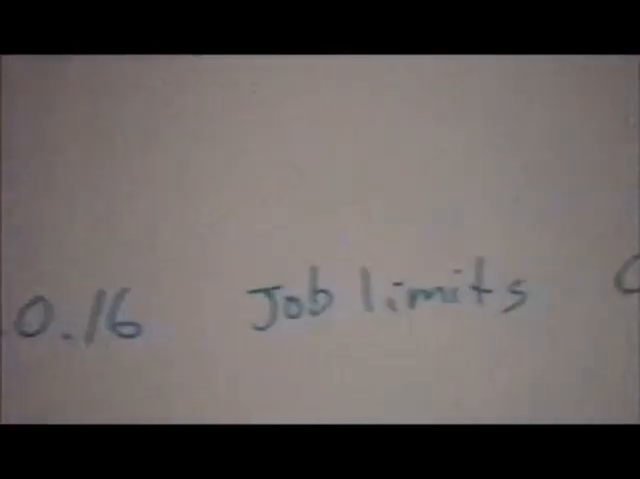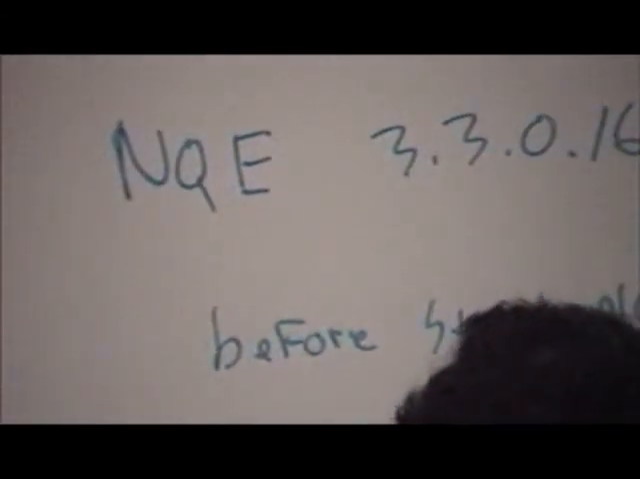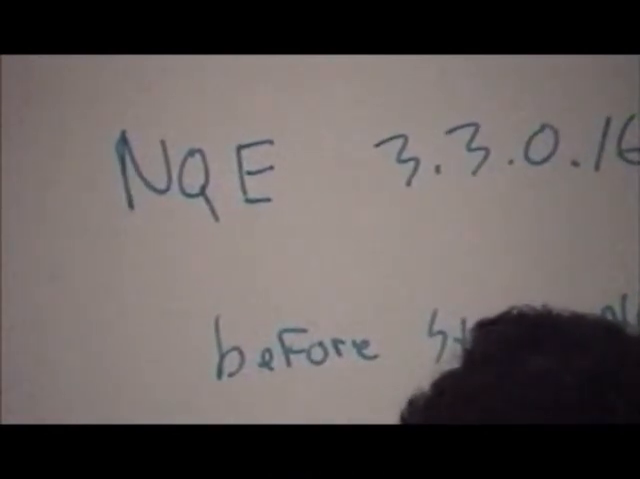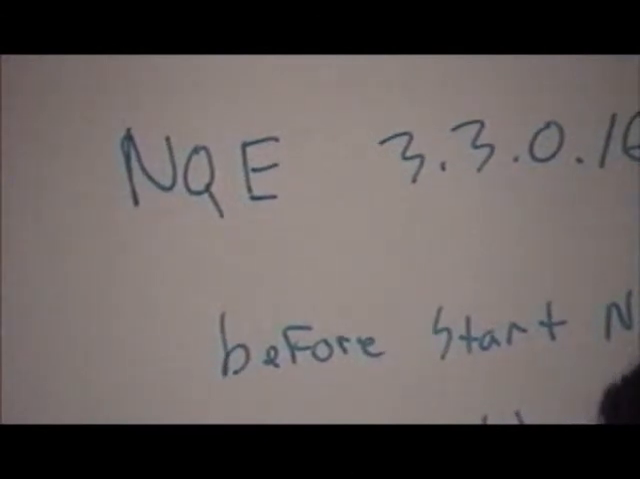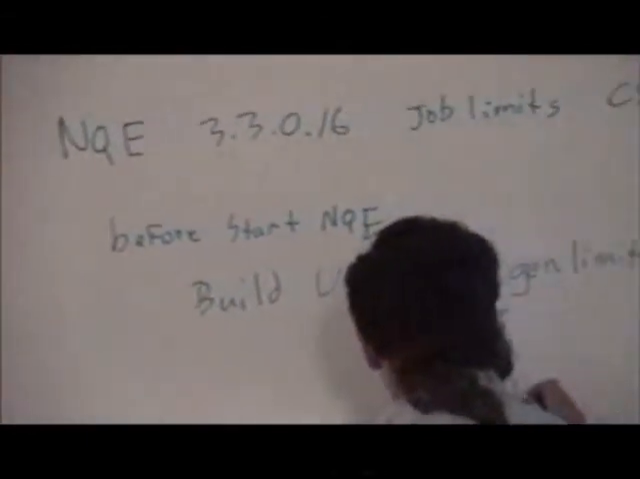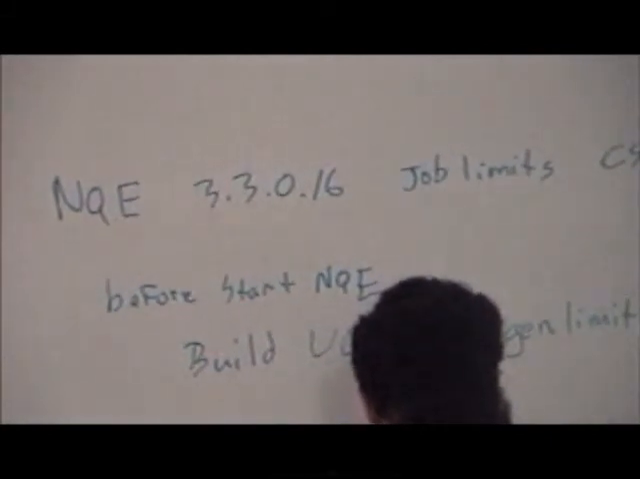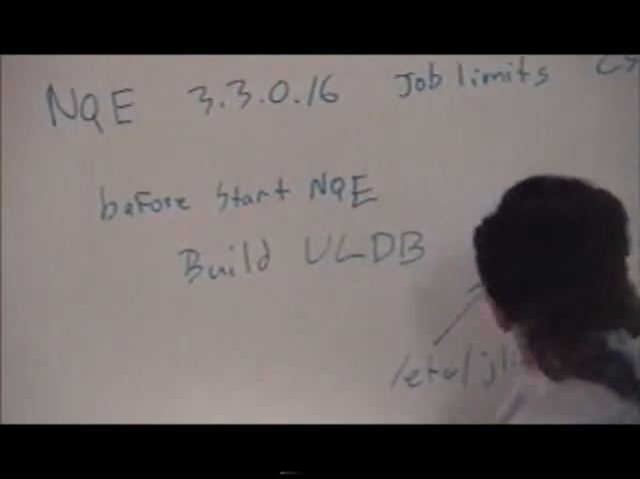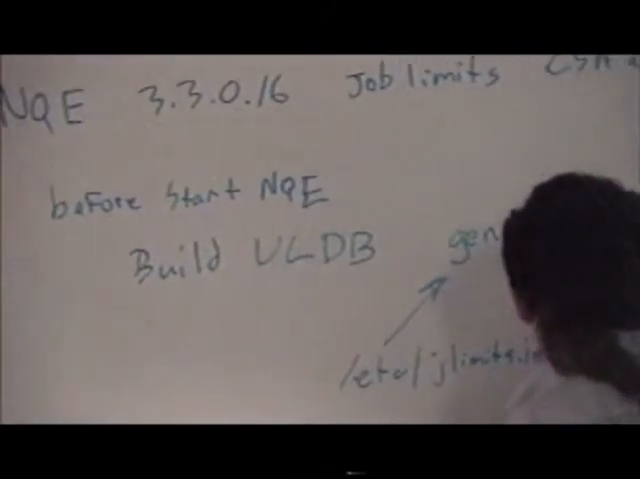So before I start an NQE, I have to build the database called UDB, User Database or User Limit Database, ULDB. That's done with a gen limits command. And it basically takes a file called ITC jlimits.ini and then creates a binary version of it. ITC/jlimits.